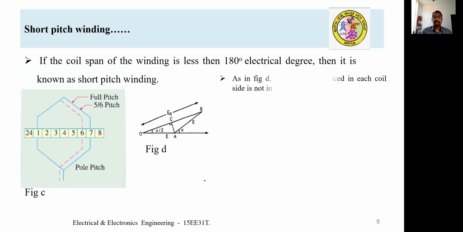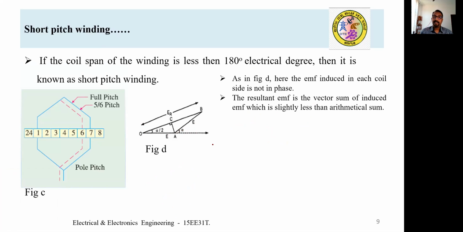Let us see. As in figure D, here the EMF induced in the coil sides is not in phase. There is a phase difference by an angle of alpha. Hence the total resultant EMF is the vector sum. So as I already told you.